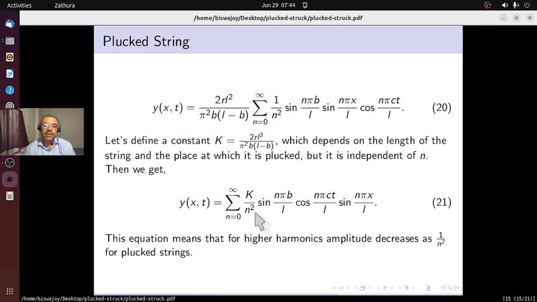So here there are two things. One is the sine of n pi b by L. That means if n times b by L is an integer, then the amplitude is 0. That means b cannot be the place where there is a node. So we cannot pluck the string at one of its nodes, because if we do that, then that harmonic will be absent. And it is also proportional to 1 by n squared, which means that the amplitude of the nth harmonic falls as 1 upon n squared.